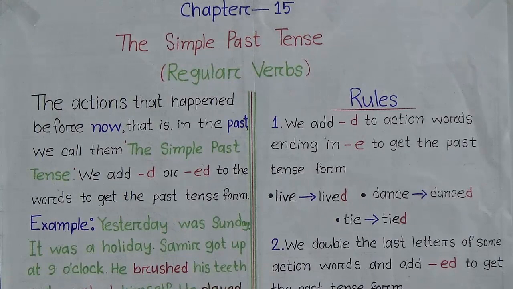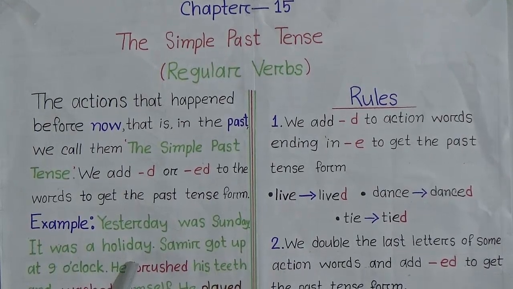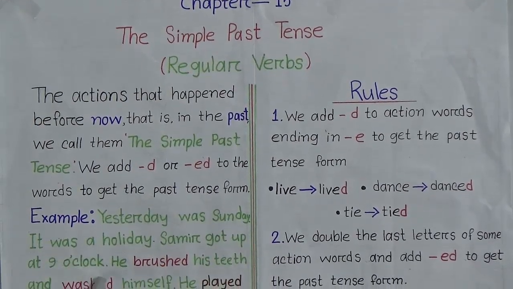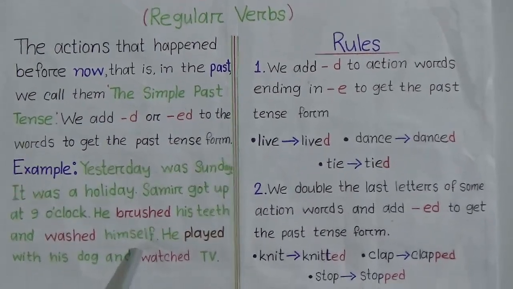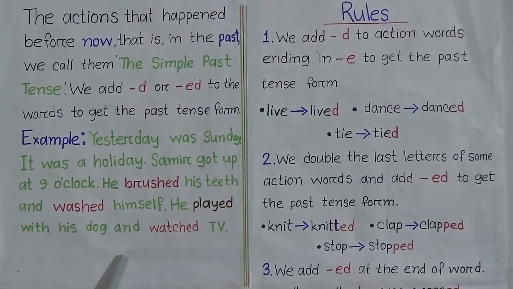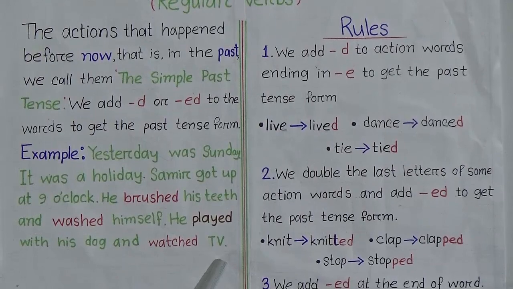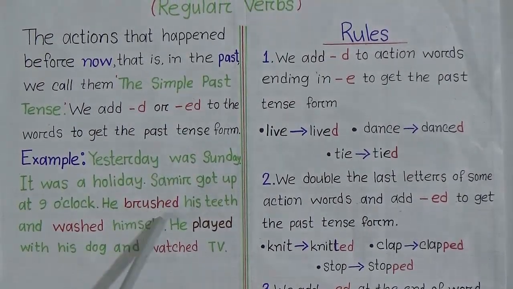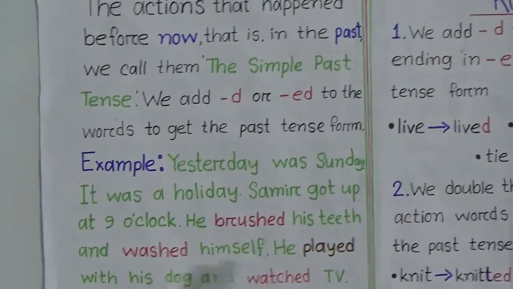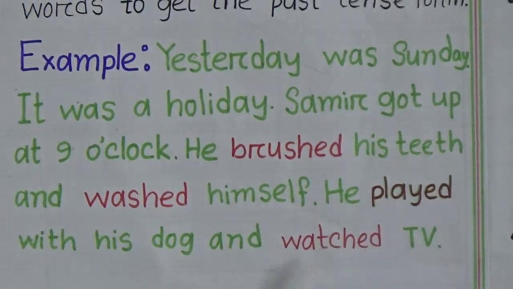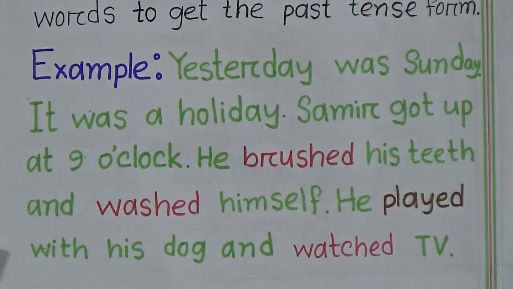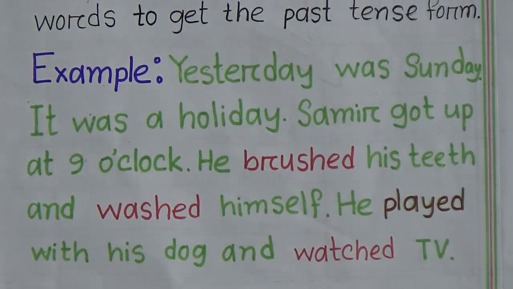Students, look at this example. Yesterday was Sunday. It was a holiday. Samir got up at 9 o'clock. He brushed his teeth and washed himself. He played with his dog and watched TV. Look here, the words brushed, washed, played, watched. These are called the simple past tense and these are called regular verbs.